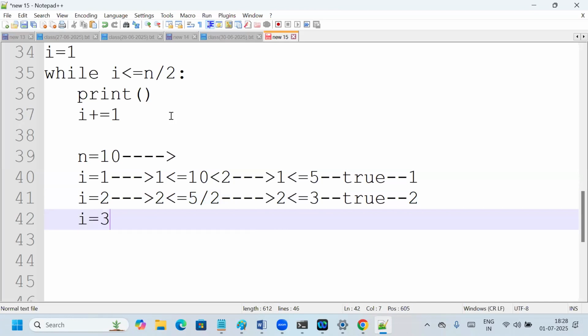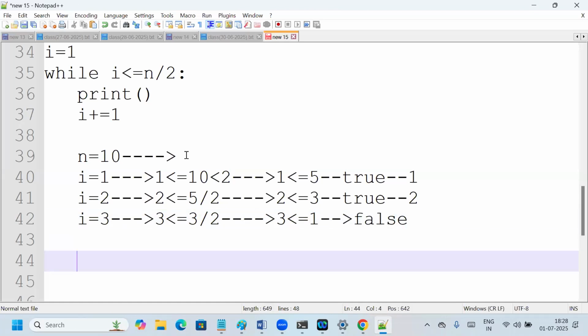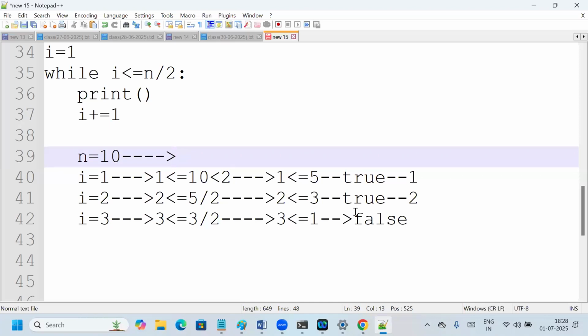Next, i equals 3. Then 3 is less than or equal to 3 by 2. Tell me, guys, what is the answer? 3 by 2 is 1. So 3 is less than or equal to 1: condition true? No, false. Now how many comparisons here for n equals 10? 3.